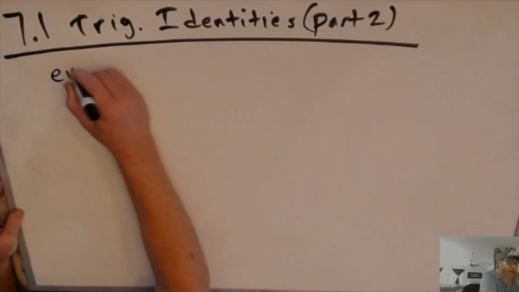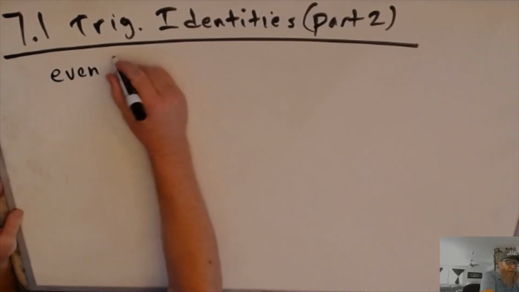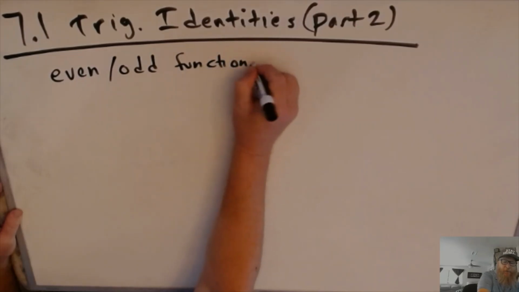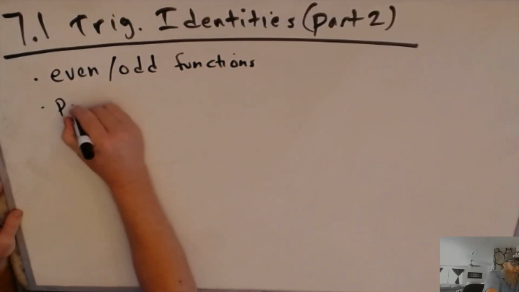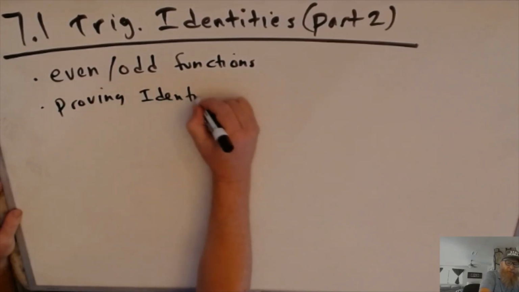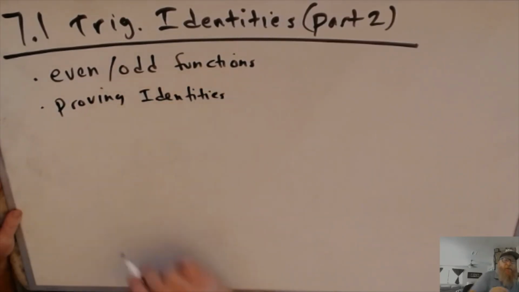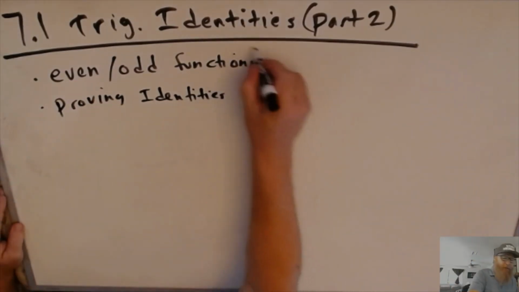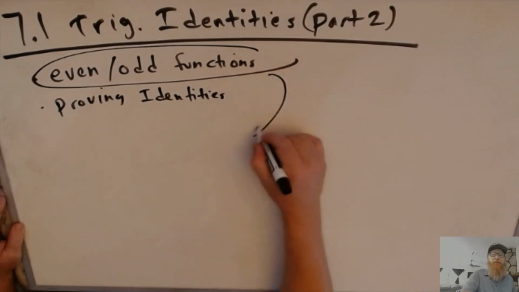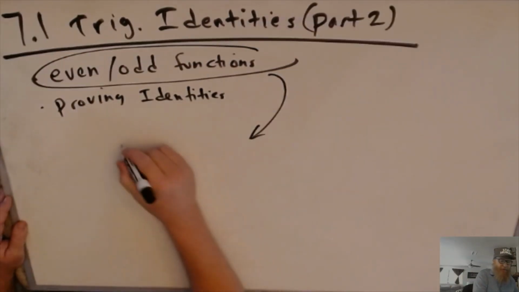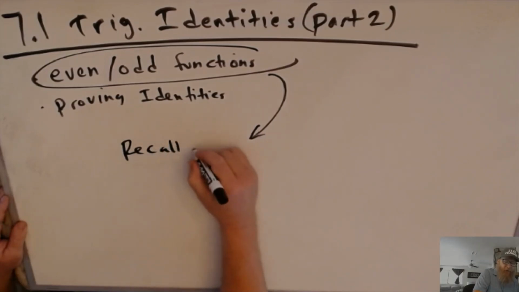Today we're going to talk about even and odd functions and proving identities. All right, so let's get started. We'll talk about the even and odd functions first. What does it mean to be even or odd? Let's go ahead and recall the definition.